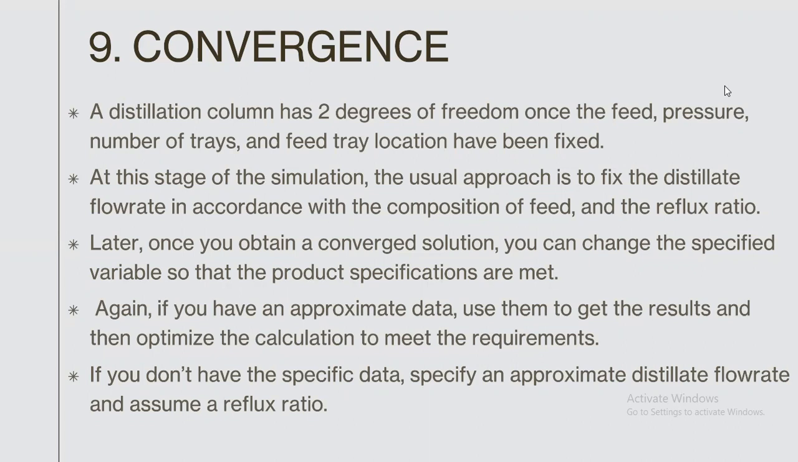It also depends on the complexity of your simulation, and I'll look at those as I present how distillation works. Then later, once you obtain a converged solution, you can change the specified variable so that the product specifications are met. Again, if you have approximate data, use them to get the results and then optimize the calculation to meet the requirements. If you don't have the specific data, specify an approximate distillate flow rate and assume a reflux ratio.